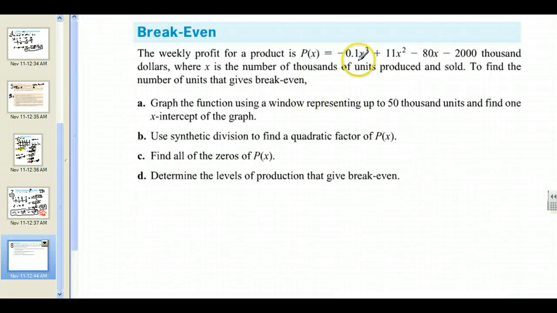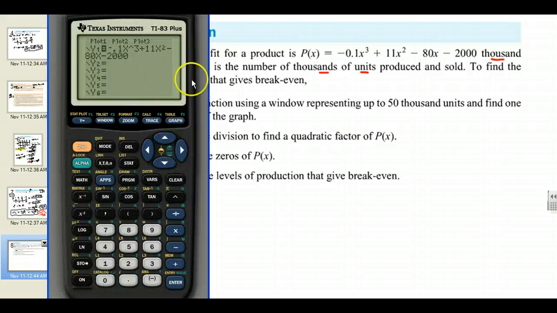Alright, then here's an applied problem. So the weekly profit for some product is this. It's measured in thousands of dollars, and x is measured in thousands of units. So make sure you make that adjustment when you answer your questions on your homework if you have something like this. Graph the function using a window and find one x-intercept. So all we're looking for is a single x-intercept. Alright, so I've got it in here. I hit graph. So there's what mine looks like.